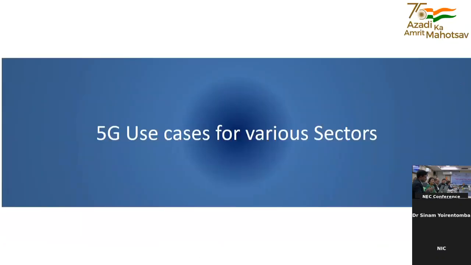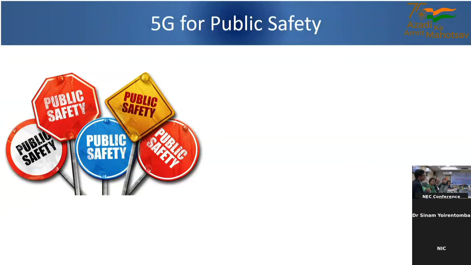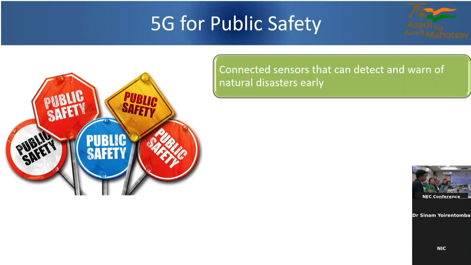So let us look sector-wise at what kind of possible solutions may come. Let us start with public safety. Public safety is a very, very important function of the state and central government. The first is, if I have connected sensors, suppose I'm able to deploy these sensors in remote areas, and they are able to warn about a disaster in advance, maybe a few hours in advance. So perhaps we can take certain action and reduce loss of property or loss of human life in that disaster. So that is very key.